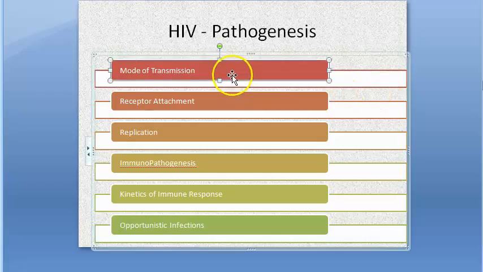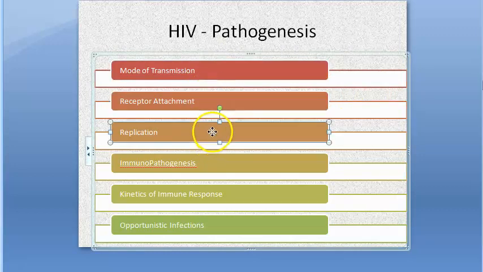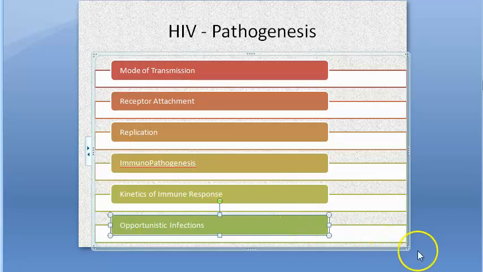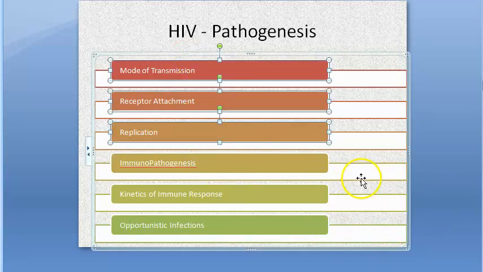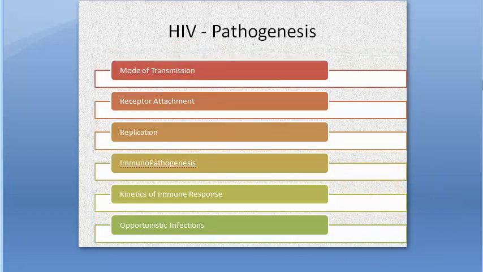Hello, welcome people. In the last video, we looked at HIV pathogenesis: mode of transmission, receptor attachment, replication, immunopathogenesis, kinetics of immune response, opportunistic infections. So we have seen the first 3 points. In this video, we want to cover the next 3 points, hopefully.